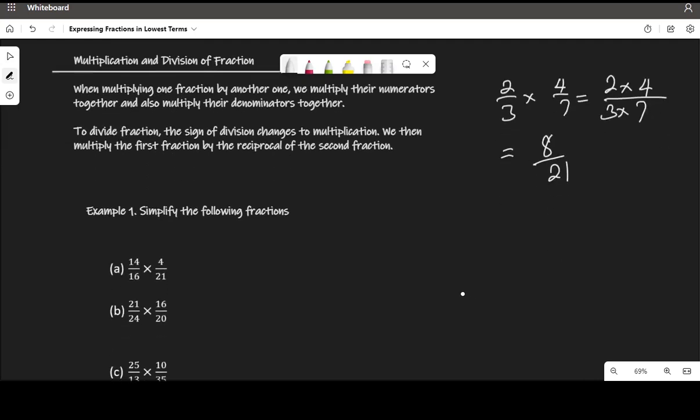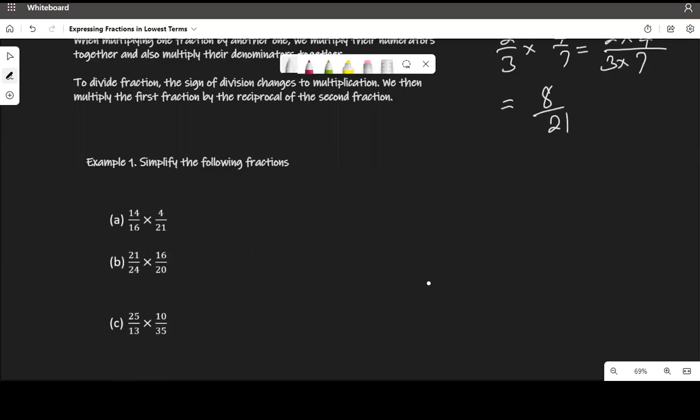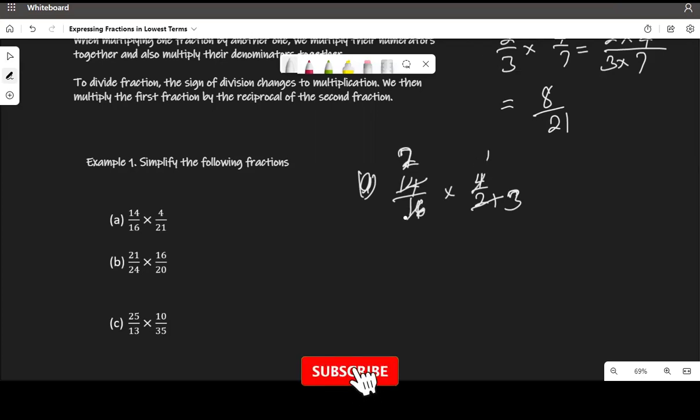We have some examples here. 14 over 16 multiplied by 4 over 21. Let's do that here. Here it's better to reduce the fractions first since there's a common factor between 14 and 21. There's also a common factor between 4 and 16. So 7 can go into 14 and 7 can go into 21. 7 into 14 is 2. And 7 into 21 is 3. 4 into 4 is 1. 4 into 16 is 4.